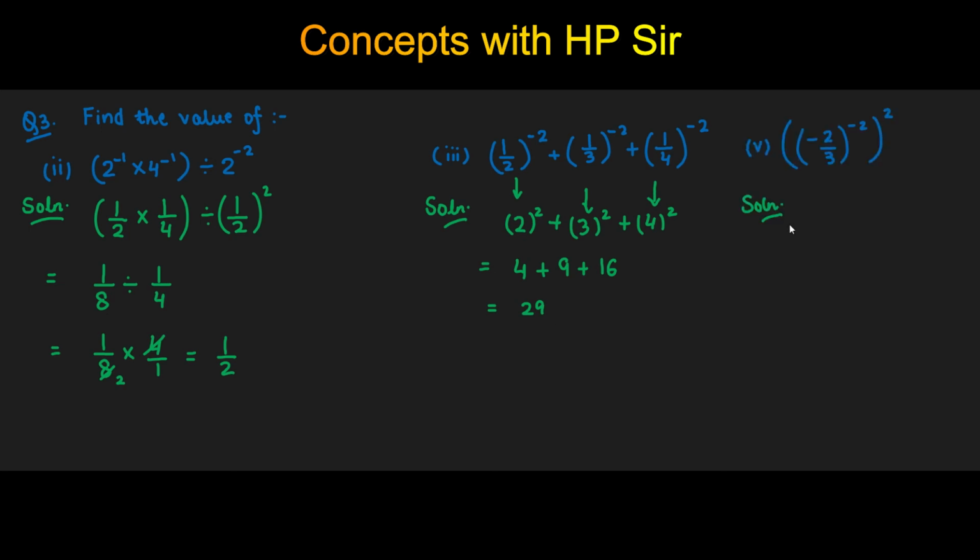Now the fifth part of this question number 3, that is minus 2 by 3 to the power minus 2 whole to the power 2. So again, the first step will be to reciprocate the base so that the inner power becomes positive. So this can be written as minus 3 by 2 to the power 2 whole to the power 2. Now remember that when you are reciprocating the base, the power is becoming positive, but this negative will remain negative. Okay, don't make that positive.